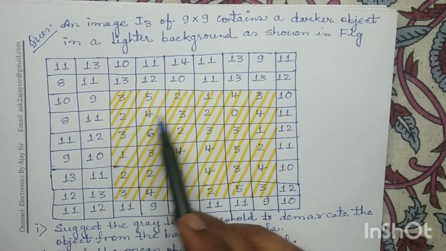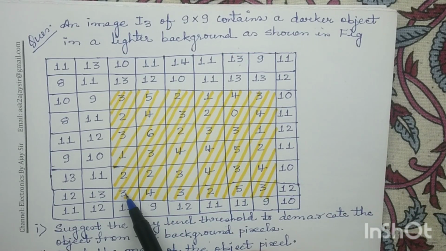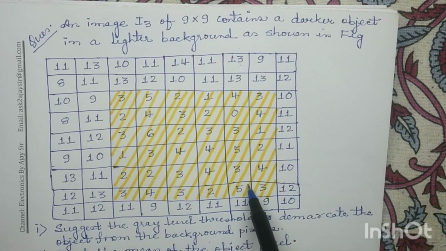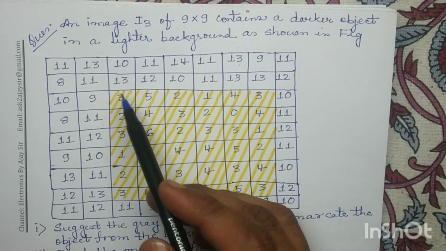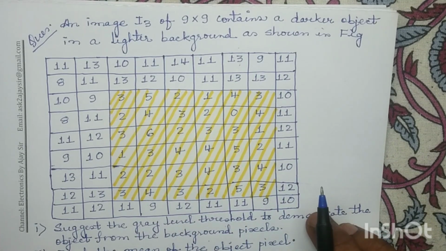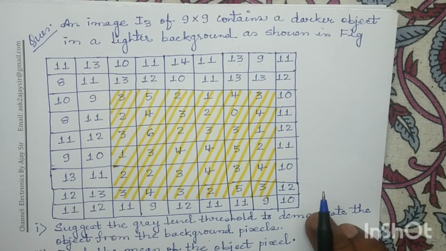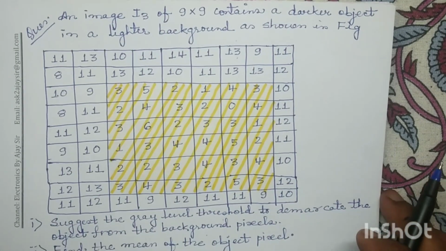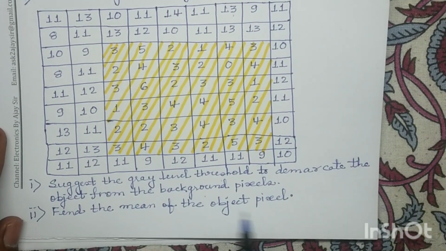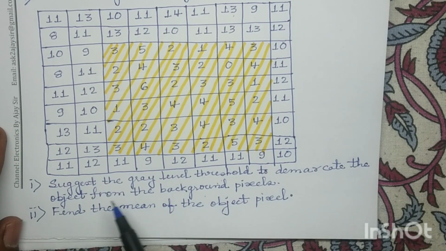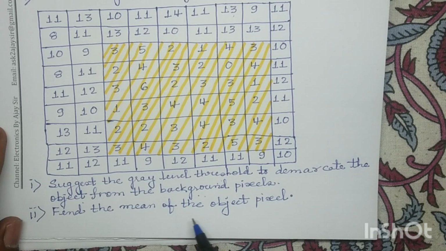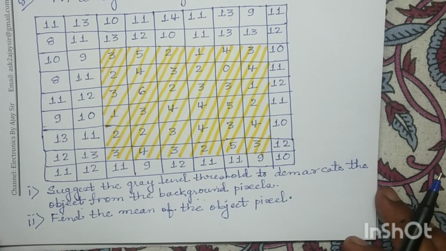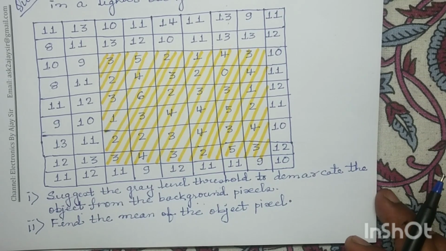It means the object pixels, which are highlighted by this yellow color, have the lower gray intensity level and the background will have the higher intensity level. So in this given question, we have to suggest a threshold value which distinguishes the object pixel from the background pixel, and in another part we have to determine the mean of this object pixel. So let us solve this question.